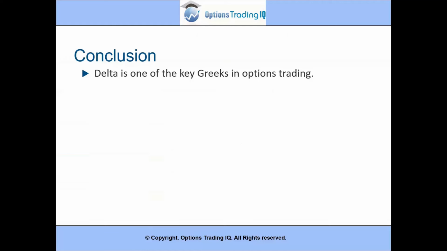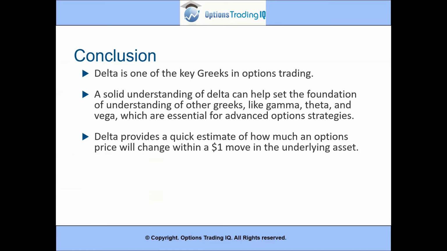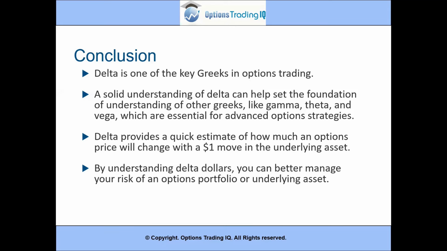So in conclusion, delta is one of the key Greeks in option trading. A solid understanding of delta can help set the foundation of understanding other Greeks like gamma, theta, and vega, which are all essential for advanced option strategies. Delta provides a quick estimate of how much an option price will change with a $1 move in the underlying asset. And by understanding delta dollars, you can better manage your risk of an options portfolio or underlying asset.